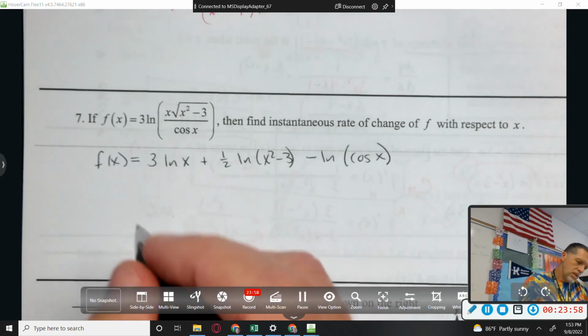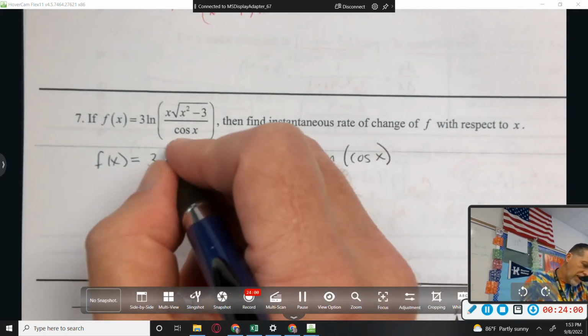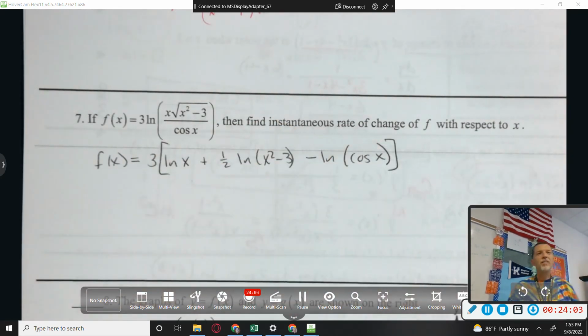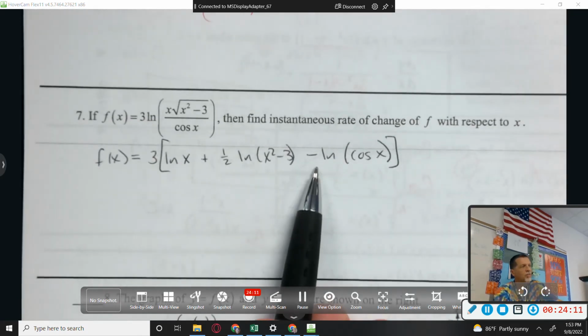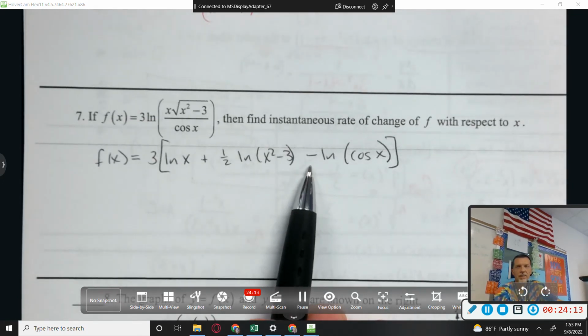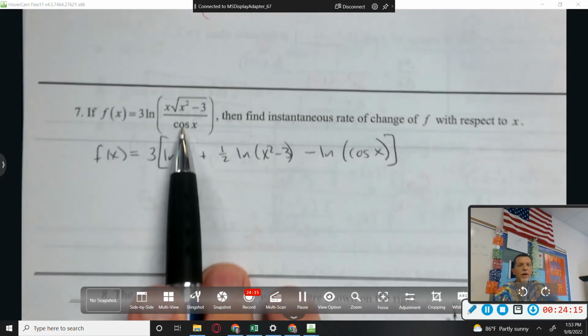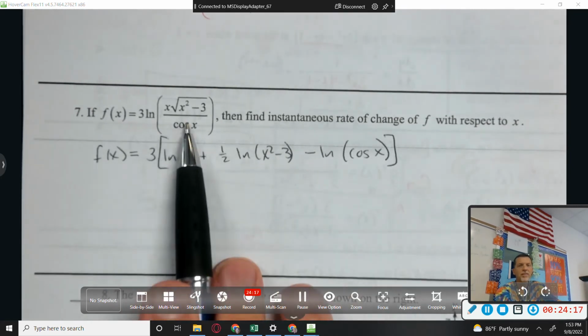Whoops, I didn't leave off a 3. I left off the parentheses, I guess. No, why is the natural log of cosine negative? Like, why is that a minus? Somebody answer that question. Why is that a minus? Because it was divided by. If it's in the bottom, it becomes a minus. If it's multiplied, it's plus.